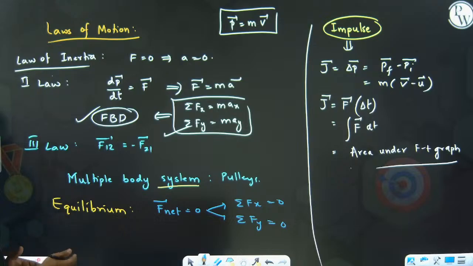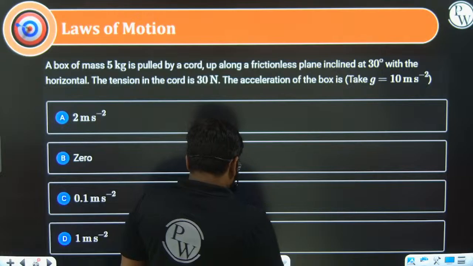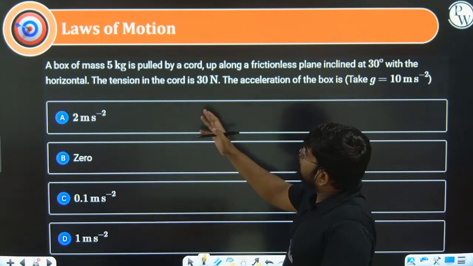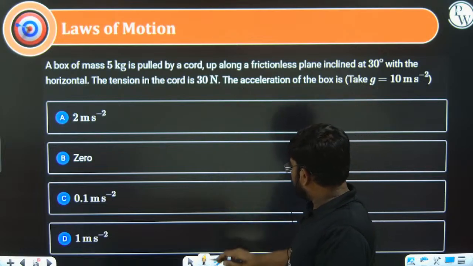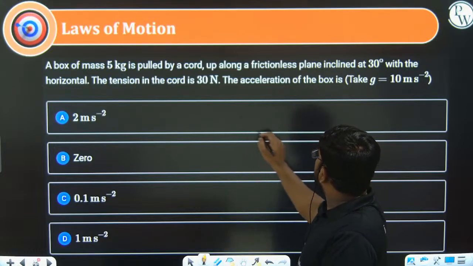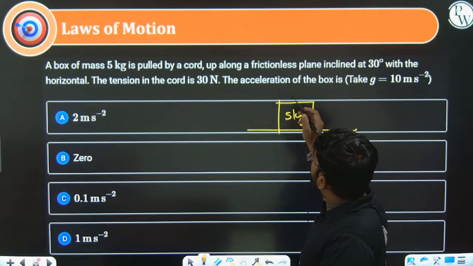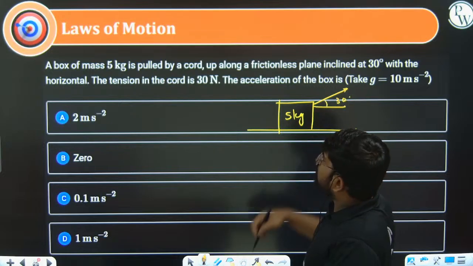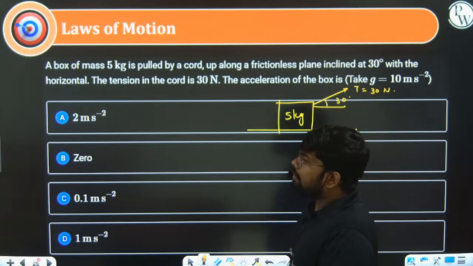Let us do the questions based on these things. We can solve the most. Okay, so what is the question we are having? A box is pulled by a cord along a frictionless plane. We have a box of mass 5 kg. It is pulled by the cord along the frictionless plane, inclined at an angle of 30 degrees with the horizontal. Tension in the cord is given as 30 newtons. Then they are asking to find the acceleration.